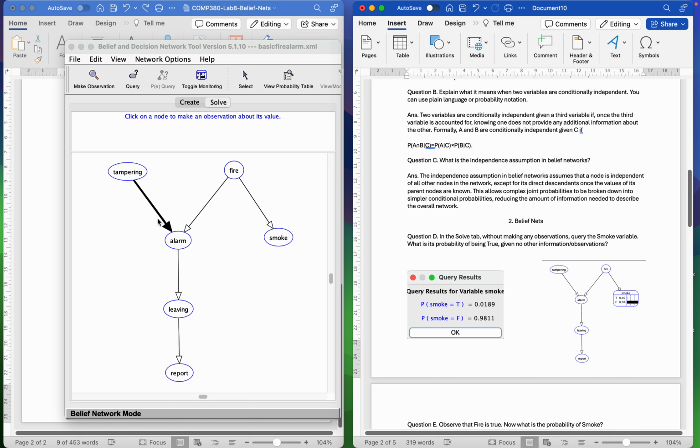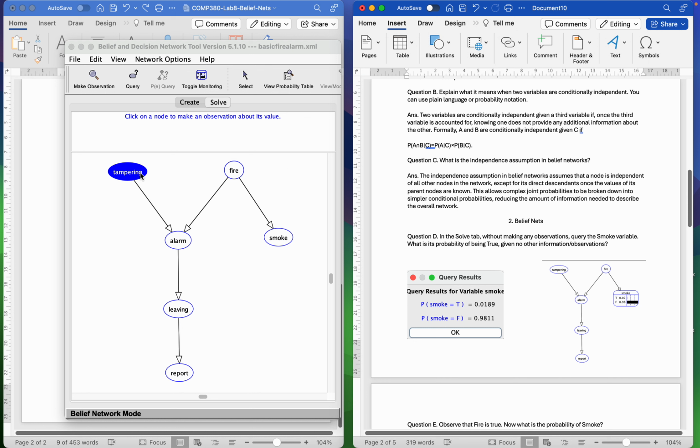Moving on, question C, what is the independence assumption in belief networks? As we will see in the question of the basic fire alarm, there are certain nodes and they are connected to each other. In belief networks, a specific node is independent of all other nodes except for its descendants, meaning all the nodes present below it. This allows complex joint probabilities to be broken down into simpler conditional probabilities, reducing the amount of information needed to describe the overall network.